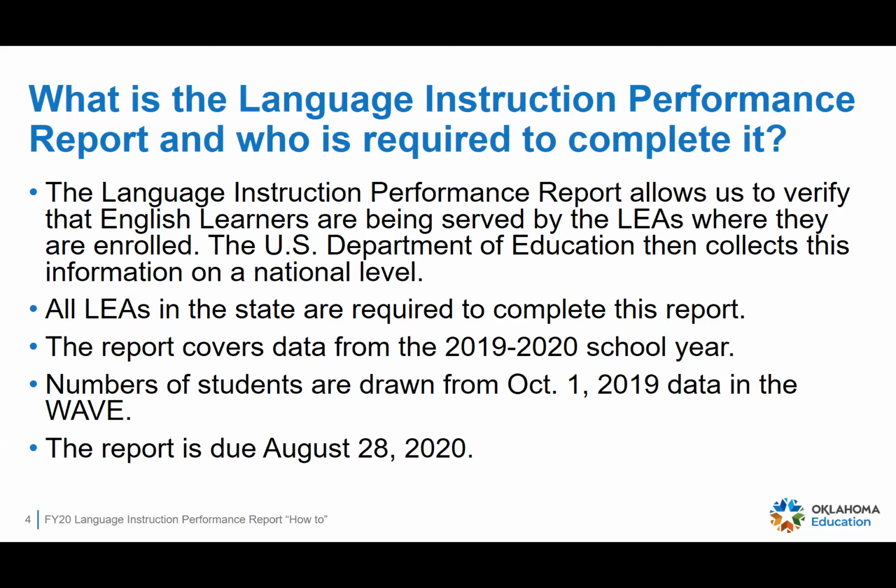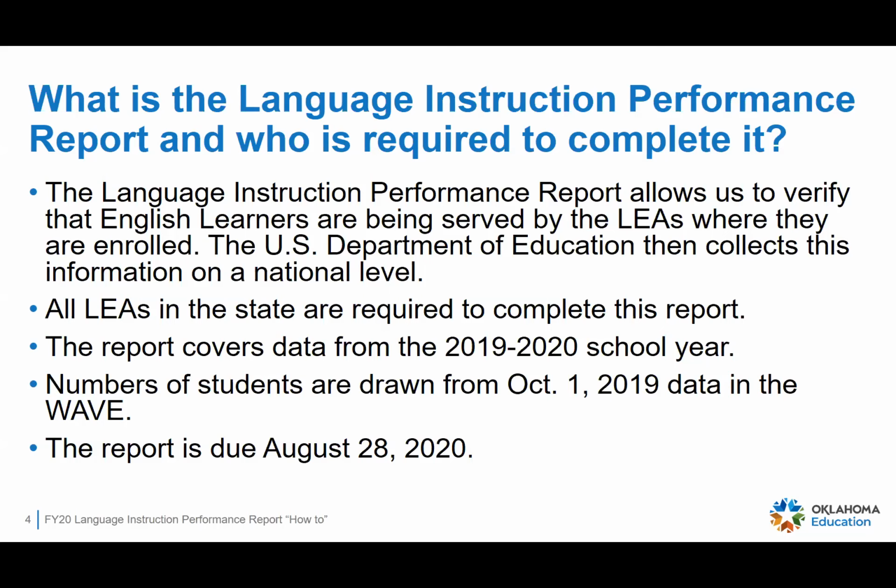So first of all, what is the Language Instruction Performance Report and who is required to complete it? LEAs have a civil rights obligation to serve any English learners that live in their districts and that attend their schools. So the Language Instruction Performance Report is a tool that allows us, the State Department of Education, to verify that English learners are being served by the LEAs where they're enrolled. We then send this information to the U.S. Department of Education that collects this information on a national level.